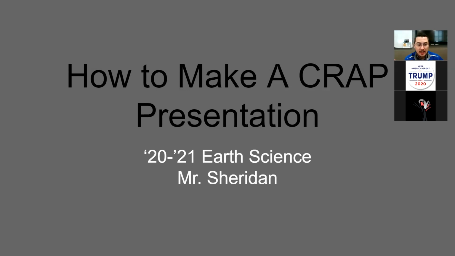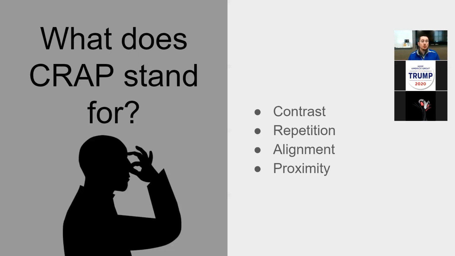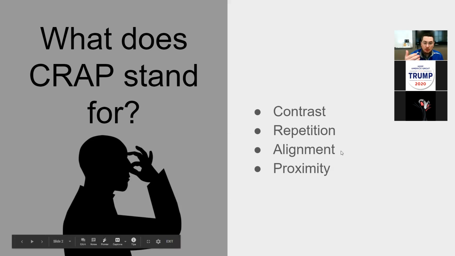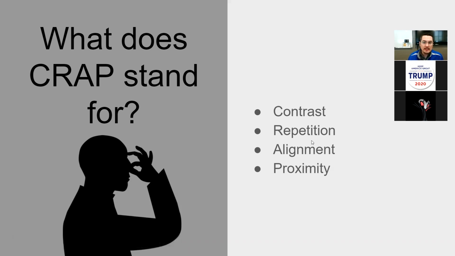So the way that we do that is through a CRAP presentation. Here's what I mean by that. So what does CRAP stand for? CRAP stands for contrast, repetition, alignment, and proximity. These are the four things that we're going to focus on when we're talking about making presentations that are visually attractive and easy to consume, which is what we're looking for. And you should be looking to make presentations that have these four things so that they're easy to read as we go forward.